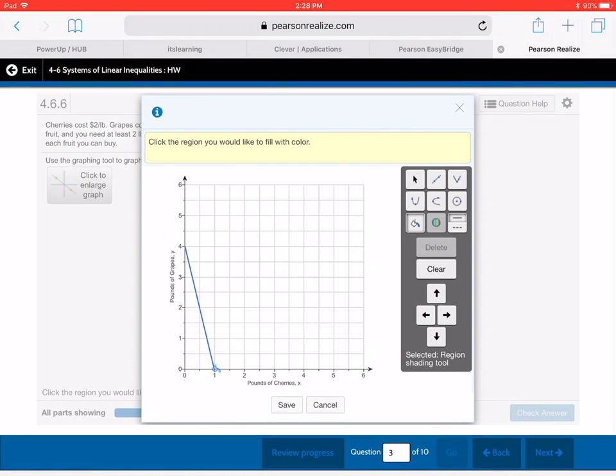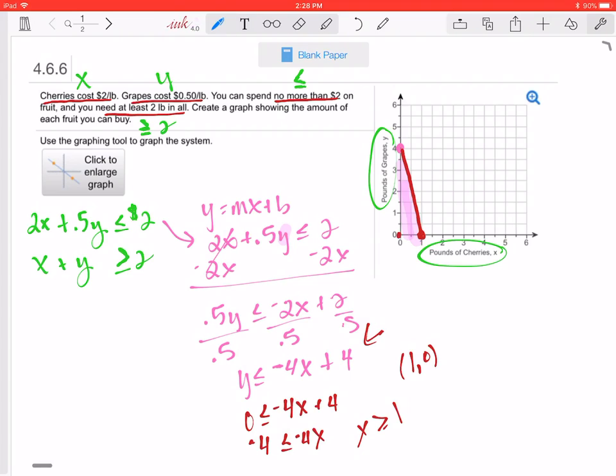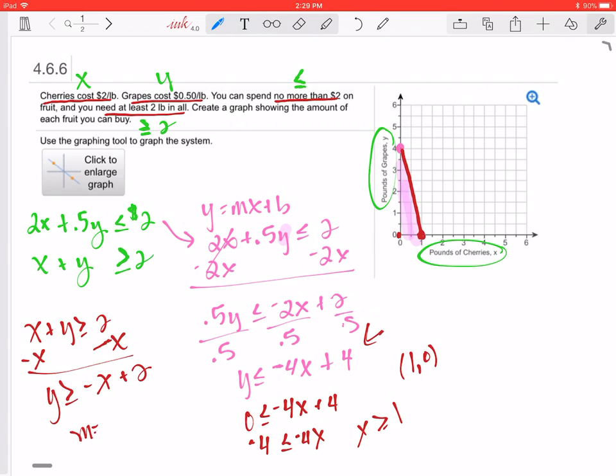So I'm going to go over here to this little toolbar that looks like a bucket, and I'm going to fill. I'm just going to click on it. Done. Now we need to graph our second inequality. Our second inequality is x plus y is greater than or equal to 2. I'm going to subtract x. So that's going to give me y is greater than or equal to negative x plus 2. So our slope is going to be negative 1 over 1, and our y-intercept, our b, is going to be 2.